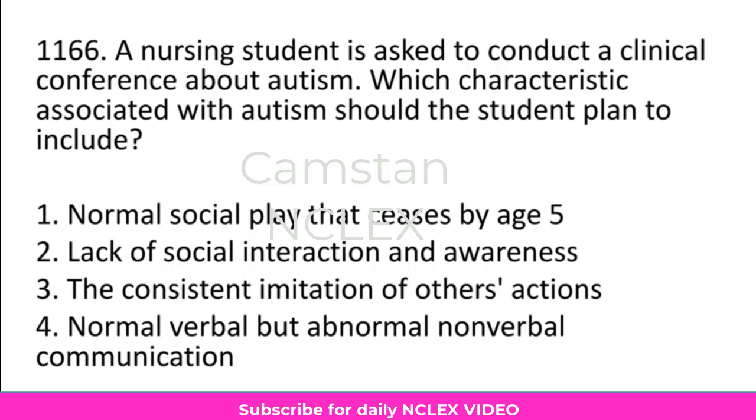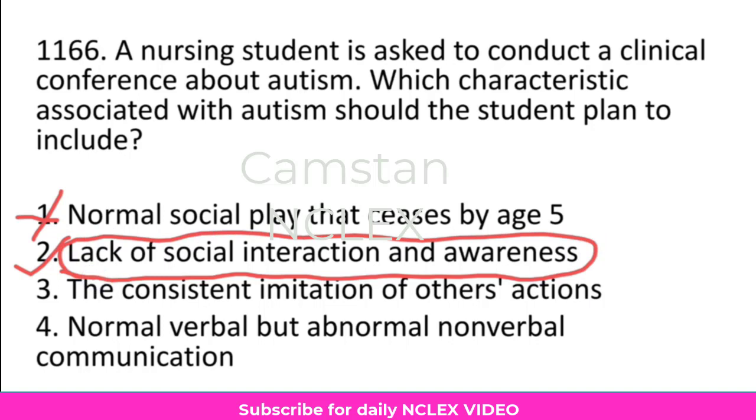Now, the first option is a normal social play that ceases by age 5. In a child with autism, they have abnormal social play, not normal. So option 1 is an incorrect answer because the autistic child has a lack of social interaction, and option 2 is the right answer. There is a lack of social interaction and awareness in the child with autism.